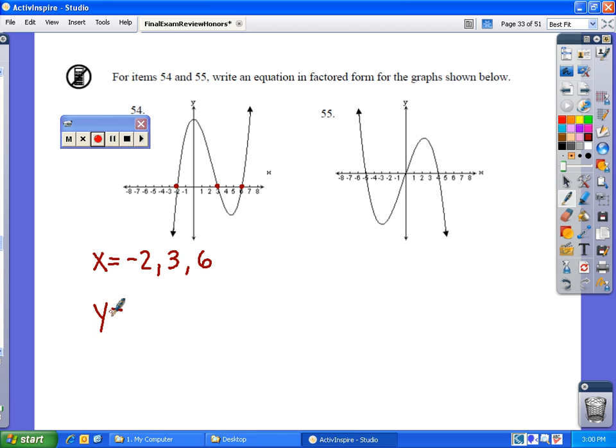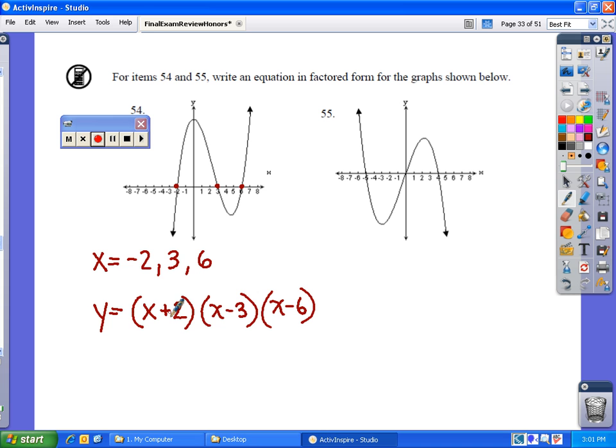Remember, the zeros are the numbers that make that factor equal 0. We'll start our equation with y equals. The factor for x equals -2 is x minus -2, or x plus 2. The factor for 3 is x minus 3. And the factor for 6 is x minus 6. Notice that if you plug each of these x values in, the factor will go to 0.